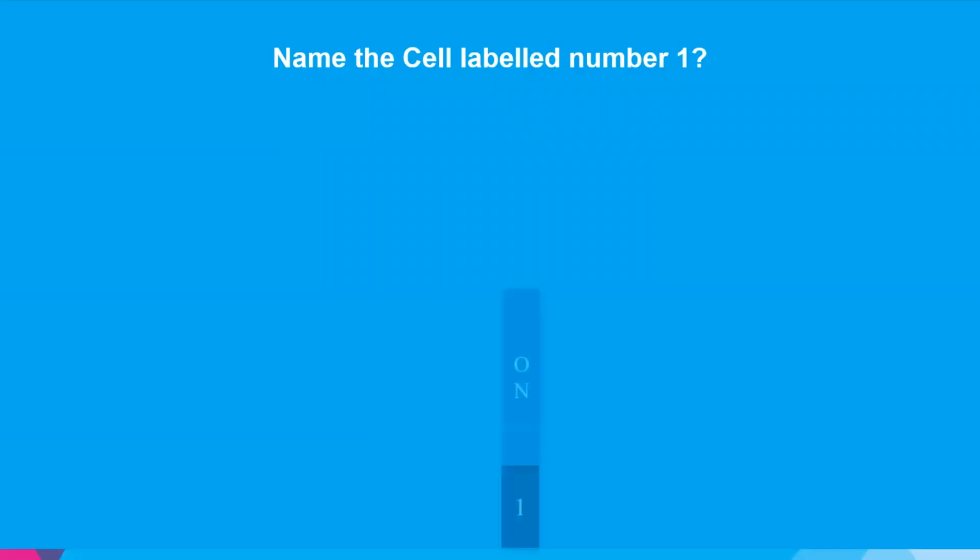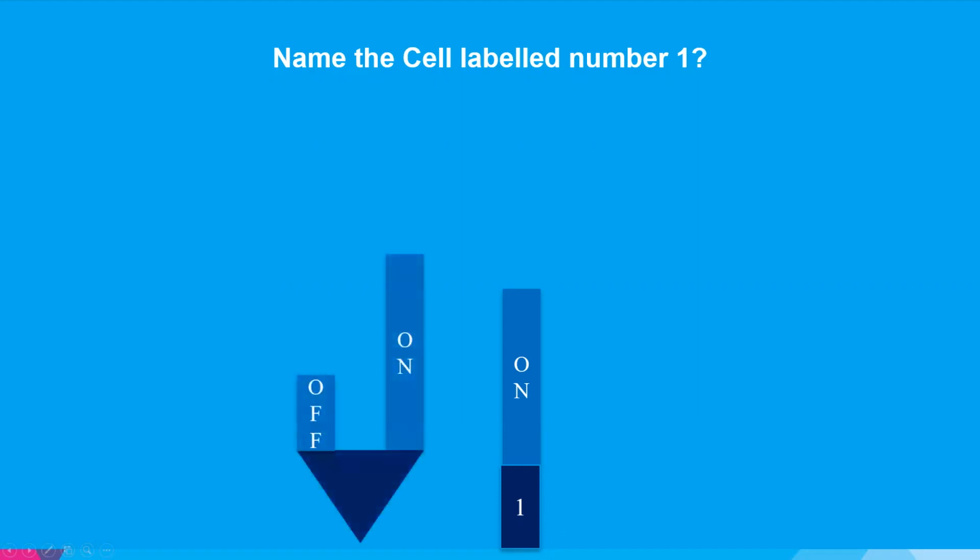Name the cell labeled number 1. What is this cell? It only has an ON bipolar cell. It doesn't have an OFF. It doesn't even connect to a ganglion cell from its bipolar cell. So what is this cell with a 1? Is it a rod? It's a rod. It looks like a rod, right? And I said 1. And then there you go.